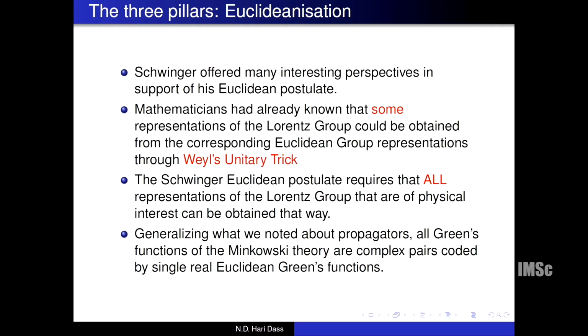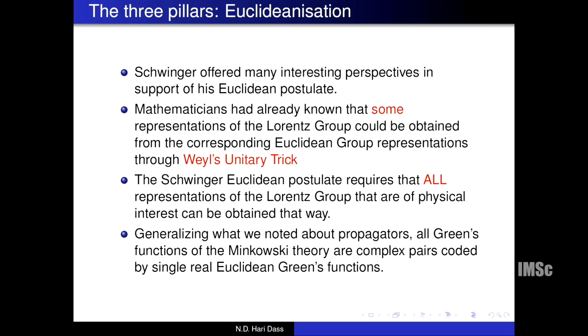Now, in trying to motivate this Euclidean postulate, Schwinger gave a lot of perspectives in support of why such a postulate can actually be correct. Mathematicians had already known that some representations of the Lorentz group, only some, could be obtained from the corresponding Euclidean group, because for mathematicians, the Euclidean group is well defined. There is a group of transformations that leaves a Euclidean metric invariant, and likewise the Poincare group, or the smaller part of it, which is the Lorentz group, and you can look at the representations. Okay? Perfectly well-defined mathematical activity, and very beautiful stuff.